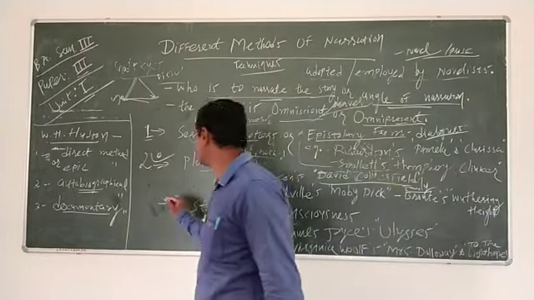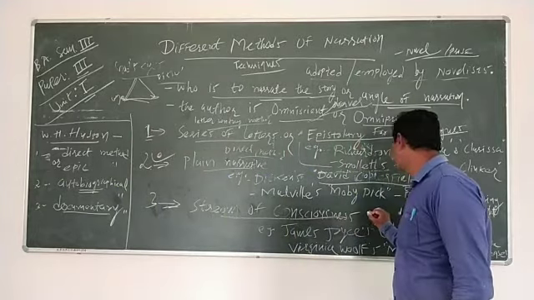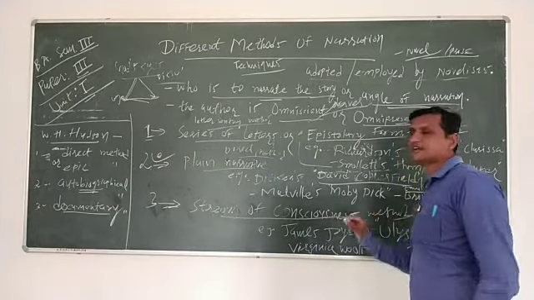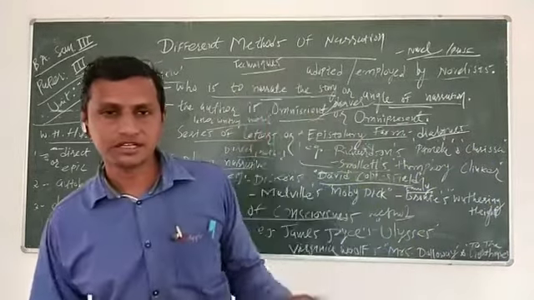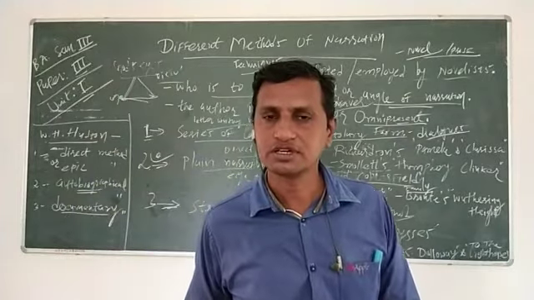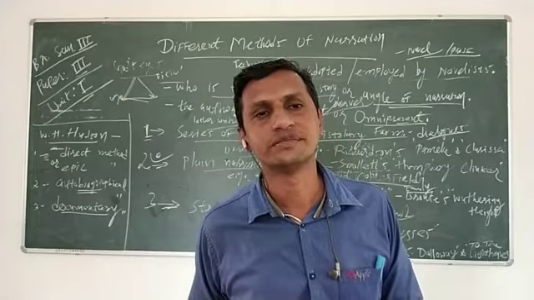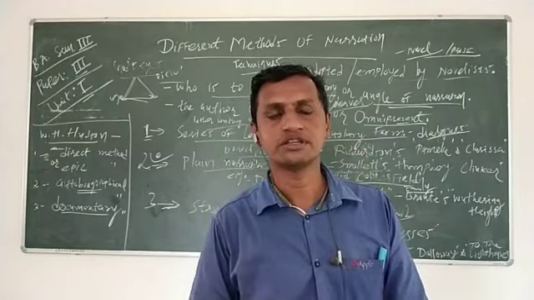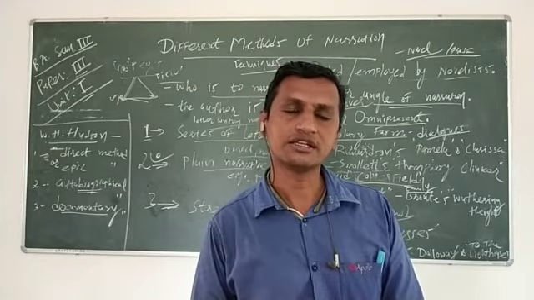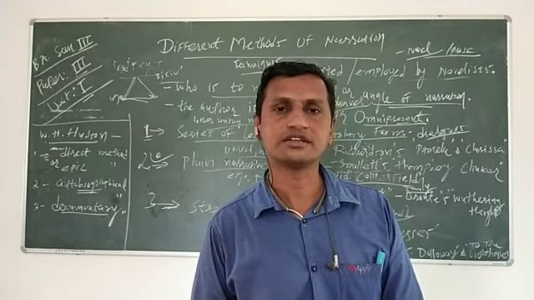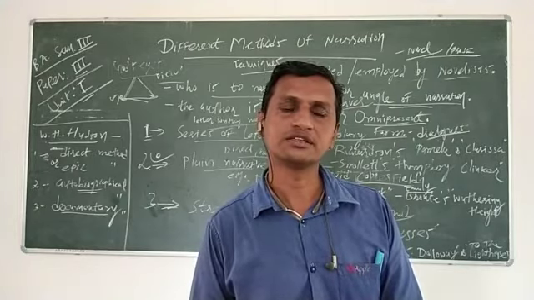And the third one is, you remember, the stream of consciousness method or technique. Stream of consciousness method, or we can say technique. Just we have to look at that. James Joyce and Virginia Woolf both are the masters of this technique.